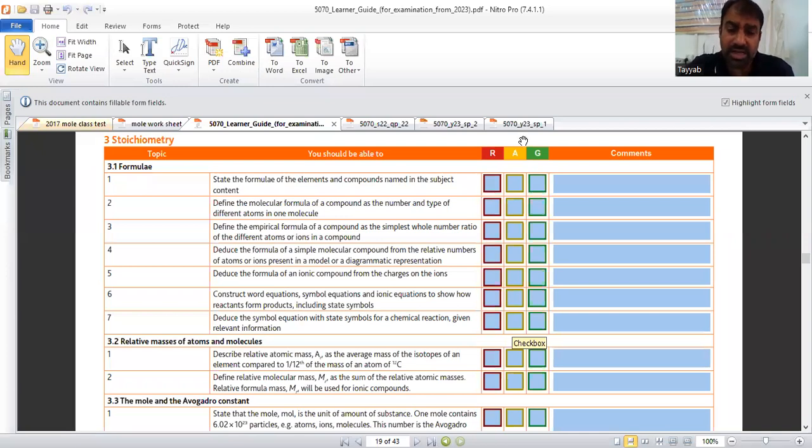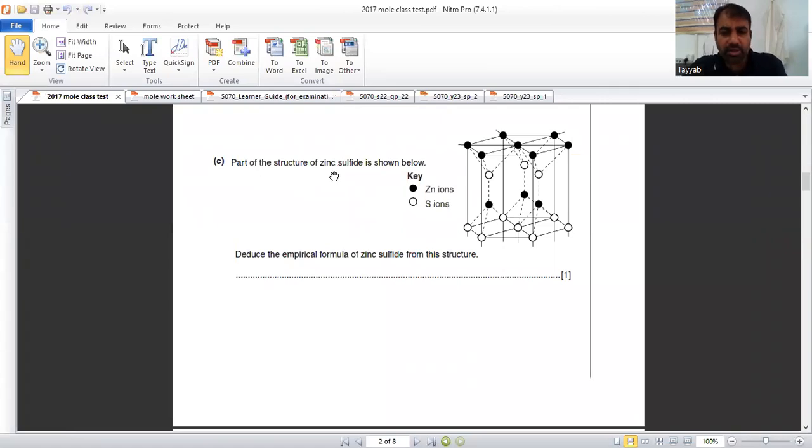For example, this is the diagrammatic representation in this very specific case. What he is asking is: a part of the structure of zinc sulfide is shown below. Zinc ions are dark dots, and sulfur ions are hollow or white dots. Deduce the empirical formula of zinc sulfide from this structure. So what is the empirical formula? Counting the dark dots: 1, 2, 3, 4, 5, 6, 7, 8, 9, 10.